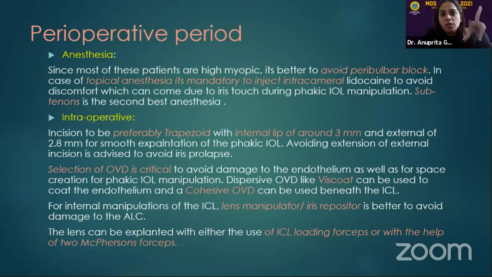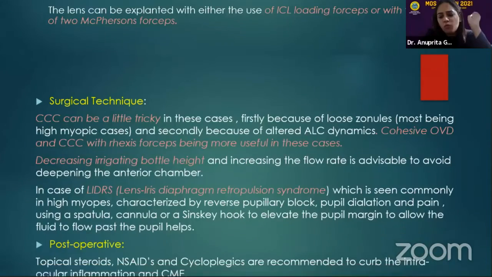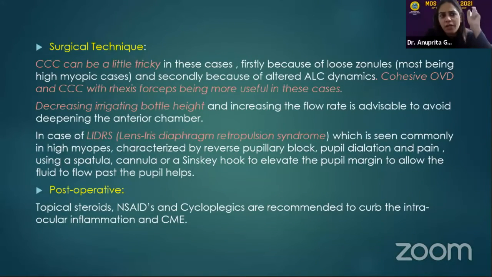For internal manipulations, I would like to use a lens manipulator or iris repositor to just get the IOL above the iris. Once the IOL is above the iris, it can be explanted by ICL loading forceps or with the help of 2 McPherson forceps.